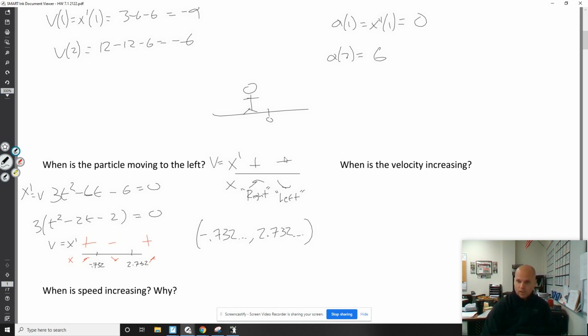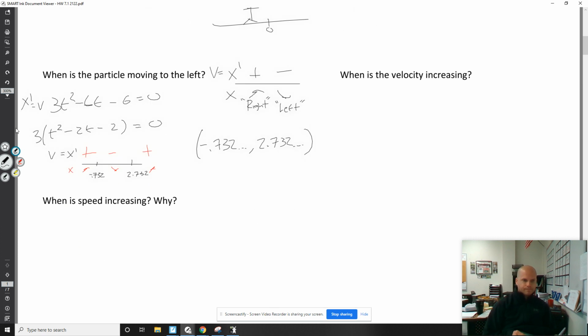Now when is velocity increasing? Well, this is where I break out my friend: when is x prime, or v, increasing? I'm going to stick with x prime, I think it makes more sense because it's something familiar to us. Since v is x prime, I'm looking for when x prime is going up. This is where we bring in our second derivative sign analysis. X double prime, when is that positive? Really, I need to figure out when acceleration is positive. That's going to tell me when velocity is increasing.